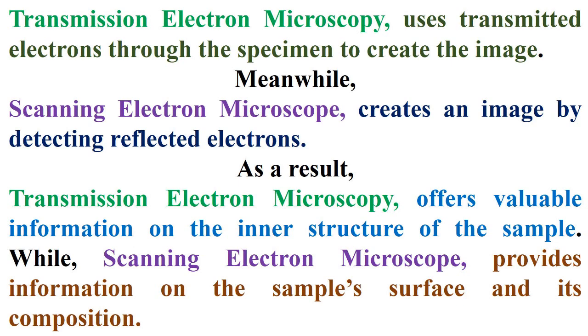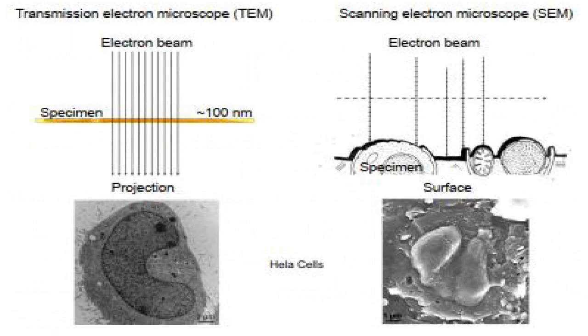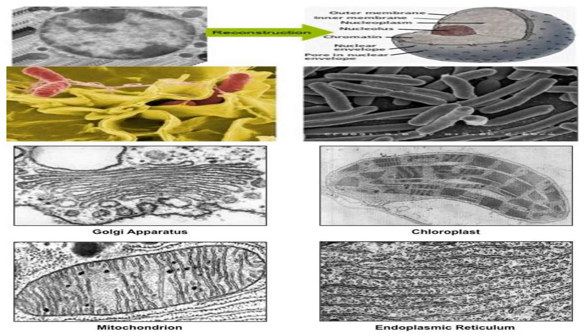As a result, transmission electron microscopy offers valuable information on the inner structure of the sample, while scanning electron microscopy provides information on the sample's surface and its composition. This slide presented how the electron beam is transmitted through the specimen in both transmission electron microscopy and scanning electron microscopy. This slide showed the surface image and interior organelles of cells taken by electron microscopes.